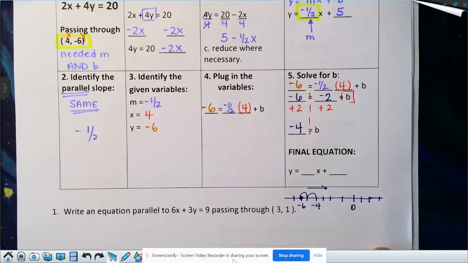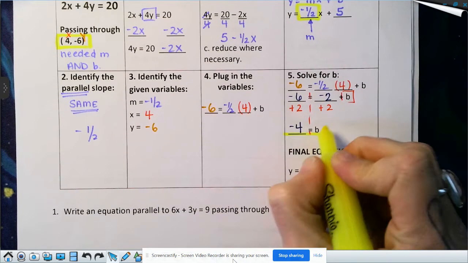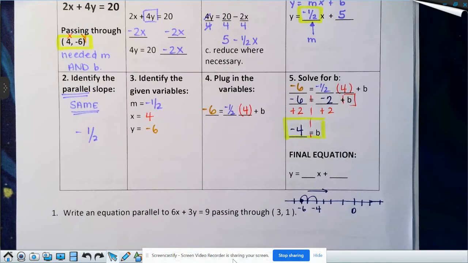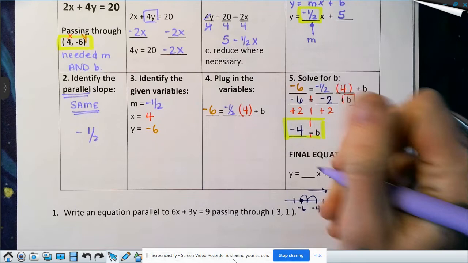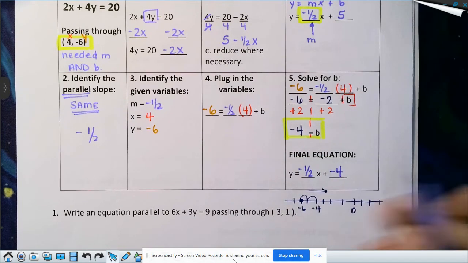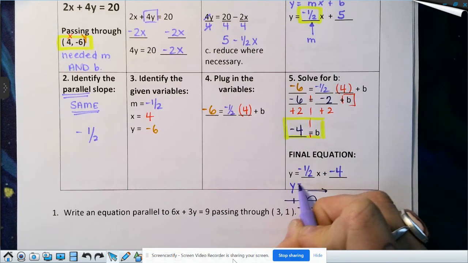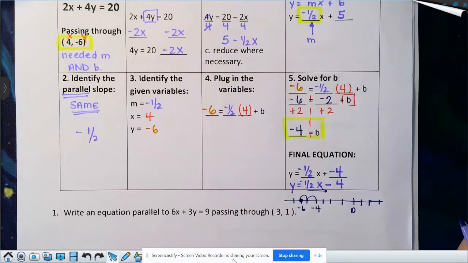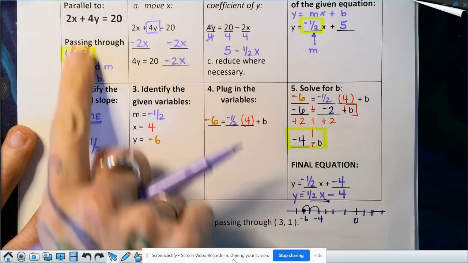So then to write our equation, we need the y-intercept of our new line and the same slope from the original line, because this is a parallel line. So it's 1/2 x plus a negative 4. But remember, we talked about yesterday, 1/2 x minus 4 is probably how you're going to see that answer more times than not, instead of plus a negative. So again, written in sentence form, you're going to get it in slope-intercept form.